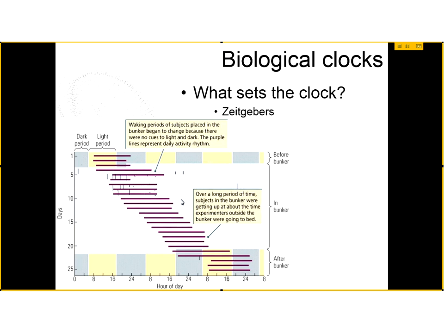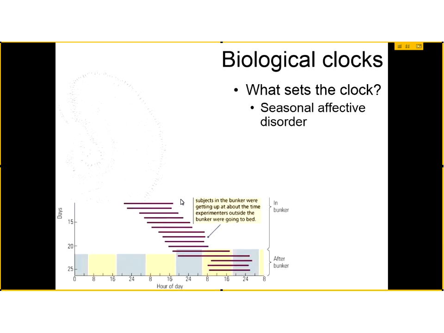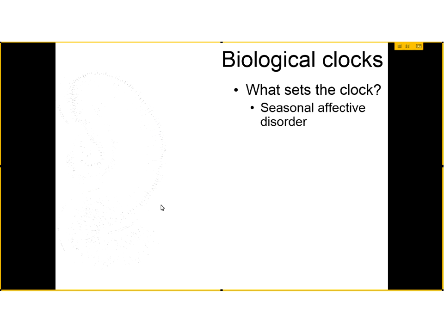So there's got to be something in addition to the Zeitgebers that is coordinating or contributing to the organization of this biological clock. And one other aspect of this: why would we want to look at this bunker experiment? What does this tell us, this free-running clock? And there are some important insights that can be gained from seasonal affective disorder.